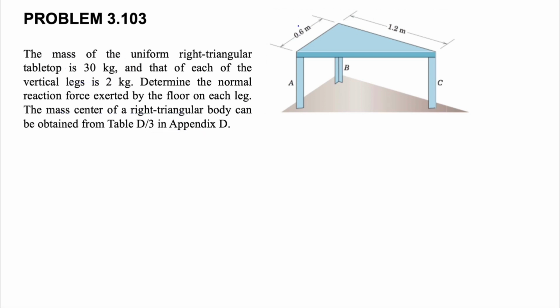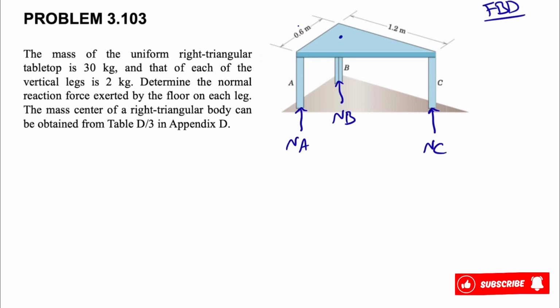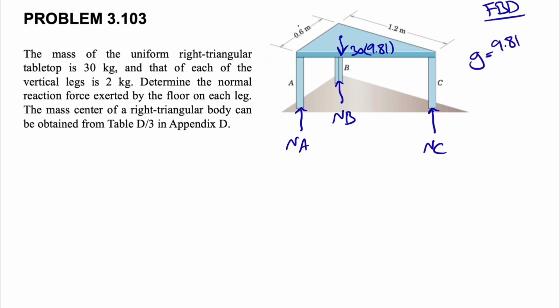All right, so let's start with the free body diagram. What we have is the normal force at each leg. Let's call this one NA, this one NB, and the last one NC. And we obviously have the weight of the legs and the weight of the tabletop. The tabletop is 30 kilograms, so the weight would be mass times gravitational acceleration, G, which is 9.81 meters per square second.